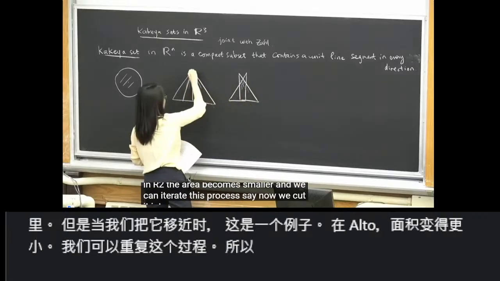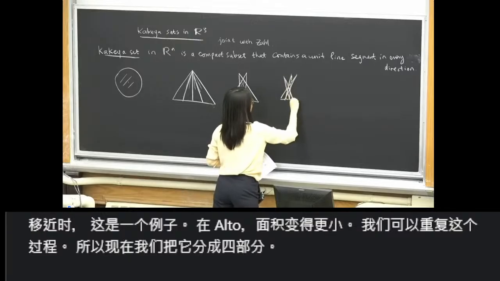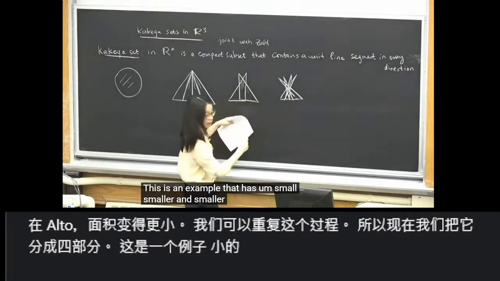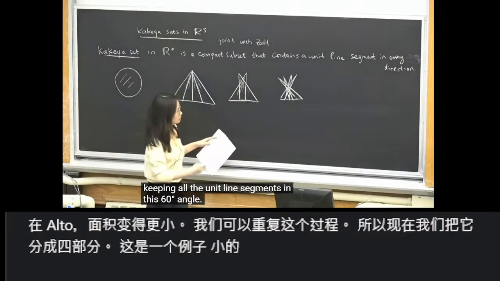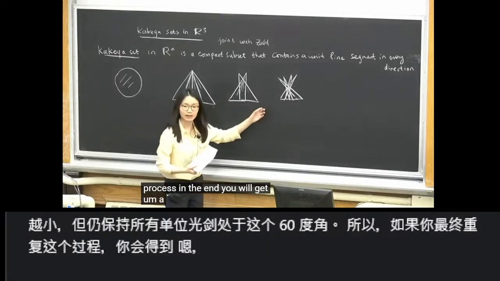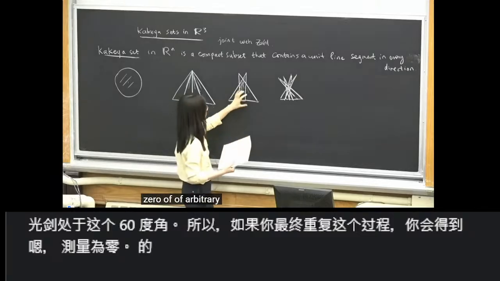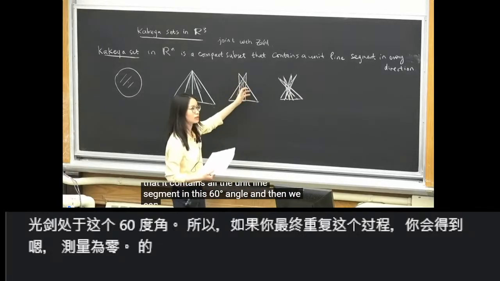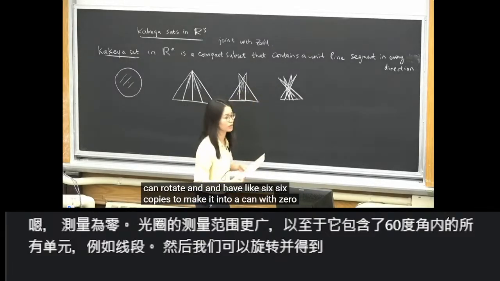Say, now we cut it into 4 parts. This is an example that has smaller and smaller area, but still keeps all the unit line segments in this 60-degree angle. If you iterate this process, in the end you will get a set of measure zero, or of arbitrarily small measure, such that it contains all the unit line segments in this 60-degree angle, and then we can rotate and have six copies to make it into a Kakeya set with zero measure.